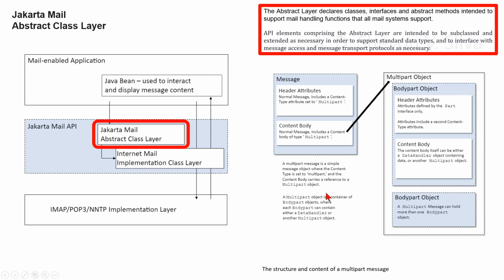A multipart message is a simple message object where the content type is set to multipart and the content body carries a reference to the multipart object. A multipart object is a container of body part objects, where each body part can contain either a data handler or a multipart object.